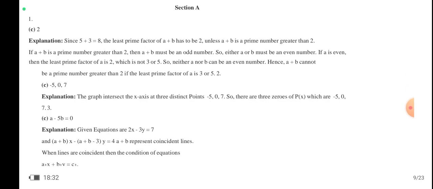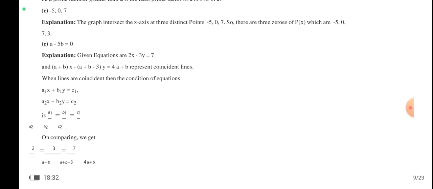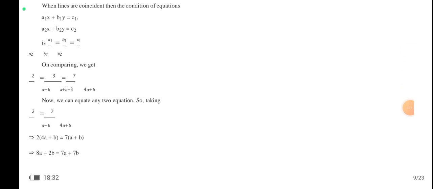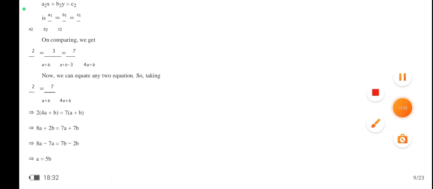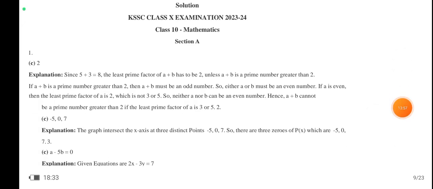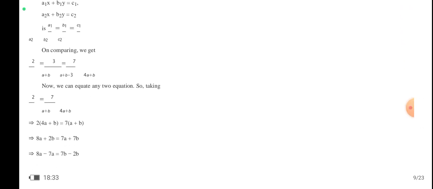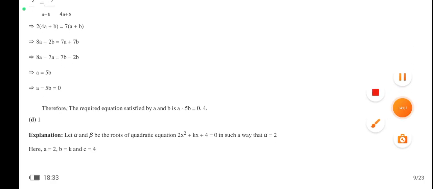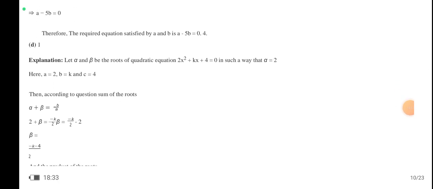Question number 3. A minus 5B equals 0. This is A1 by A2 equal to B1 by B2, not equal to C1 by C2. That you have to apply. I said this sum even deserved attention. Then the next one. Yeah, solving, you will get the answer. A equal to 5B, A minus 5B equals 0. Clear, check. Then fourth question, again explanation.